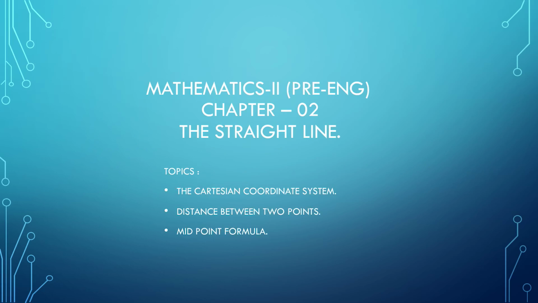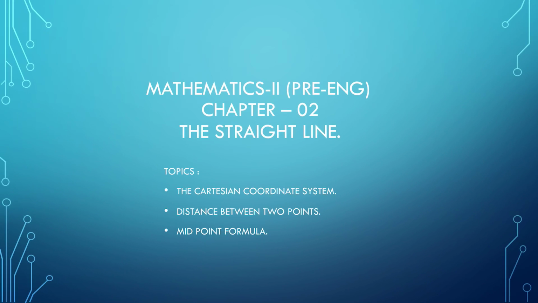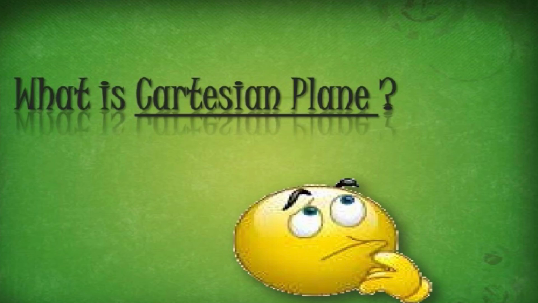Today we will discuss chapter number 2 of second year pre-engineering mathematics. The name of the chapter is The Straight Line, and the topics that we will cover today will be the Cartesian coordinate system, distance between 2 points, and midpoint formula. So let's start our first topic, the Cartesian coordinate system.